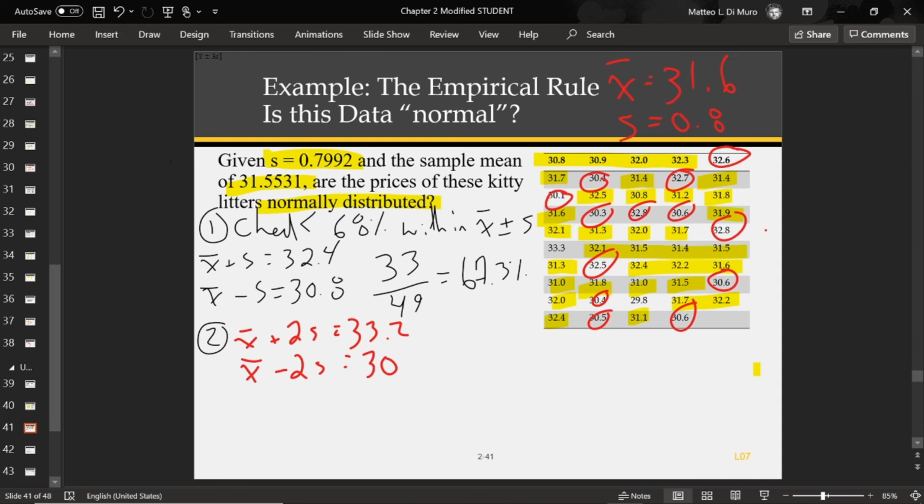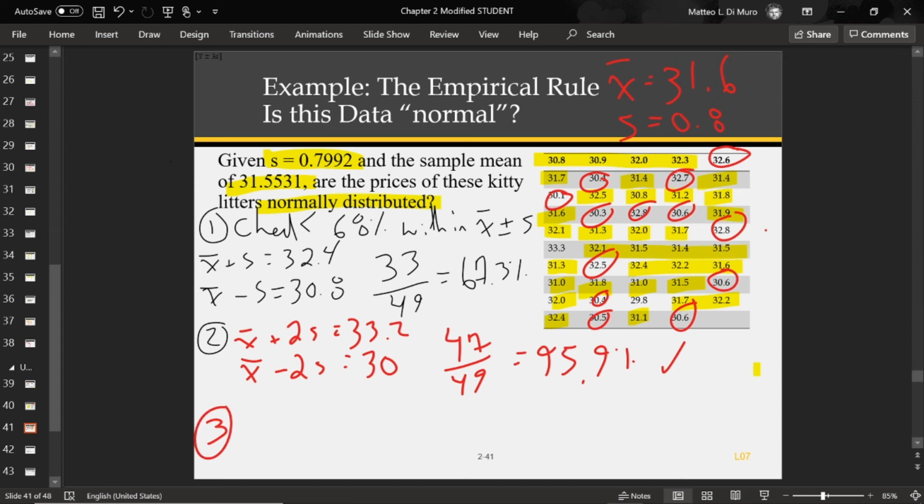Okay, so we had 33. Now we added 14 more. So now we have 47 out of the 49 fitting. When you calculate that out, you get 95.9%. So that is, remember, it's the 68, right? What's the next one? 68, 95. So a little bit over, still normal.